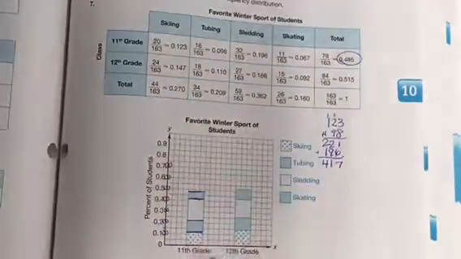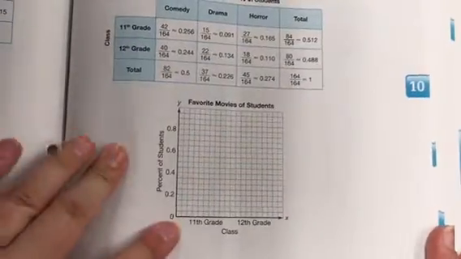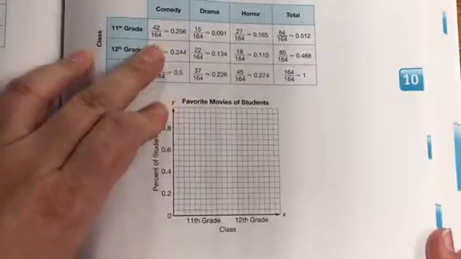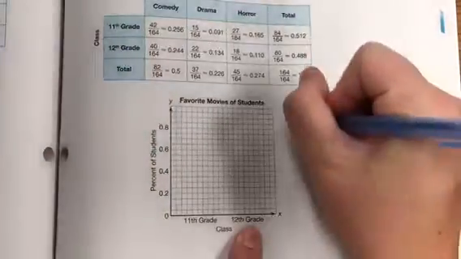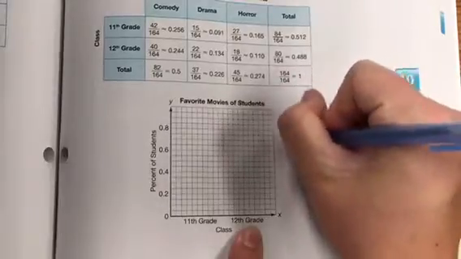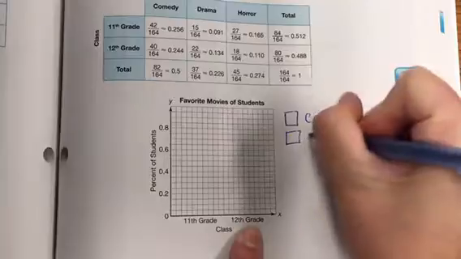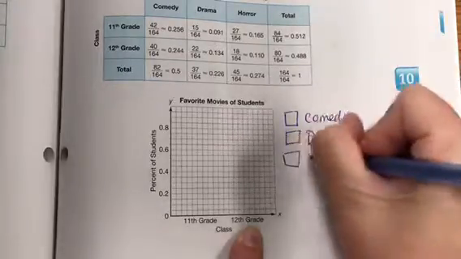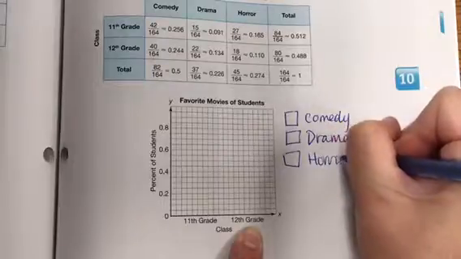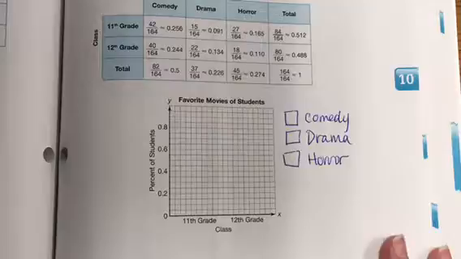Let's do number 9 together, and then this is the end of the lesson. So number 9 says we have 11th grade and 12th grade. What are our categories going to have to be? Comedy. So we're going to have one for comedy. Drama, horror. Okay, so we only have those 3. So now we just need to come up with different symbols for those.